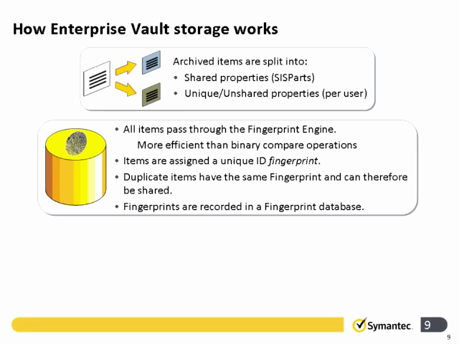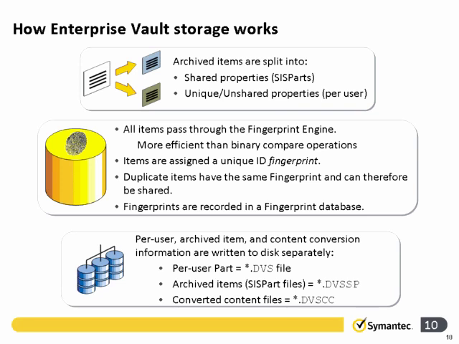All of the fingerprints are going to be recorded in the fingerprint database, and remember that there's going to be one fingerprint database associated with each vault store group. The per user, the archived item, and the content information are all going to be written to disk separately. And we're going to have different file extensions based upon the type of information that's there. So the per user part will have a .dvs file extension. The sys parts will have a .dvssp file extension. And our converted content files will have a .dvscc file extension.